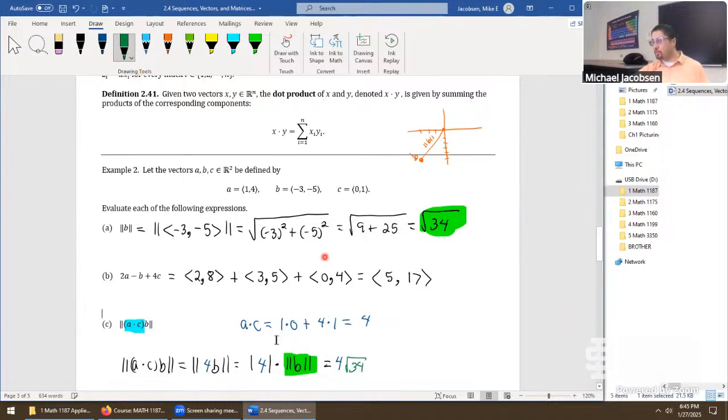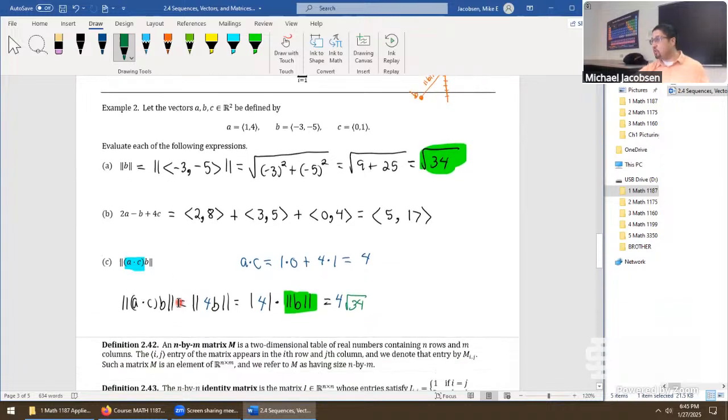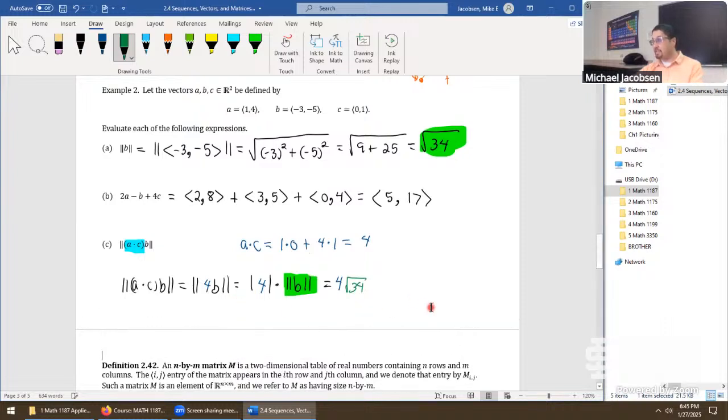That would be our answer if we did it in this kind of clever way, where we didn't actually find the vector 4 times b. We just multiplied the length of b by 4, which makes sense. If we rescale it by 4, we're just quadrupling its length. Well, any questions at all, folks, doing it that way?